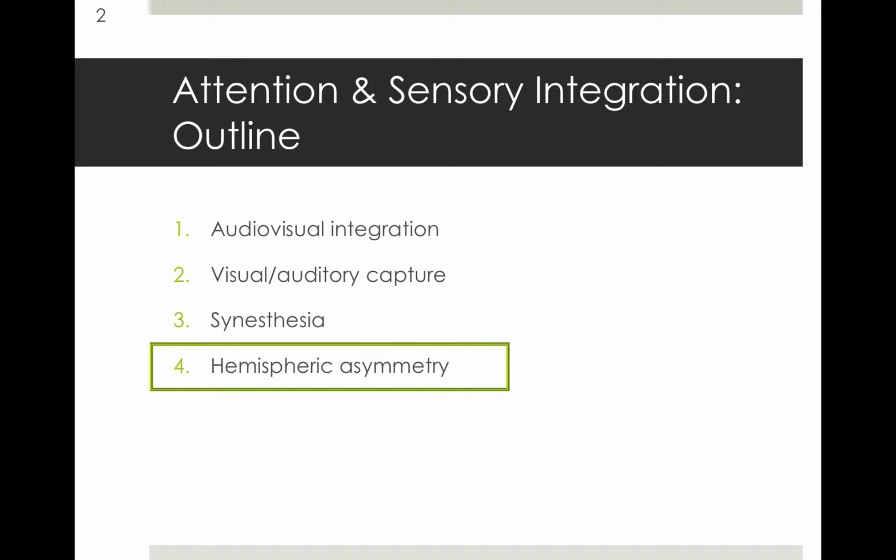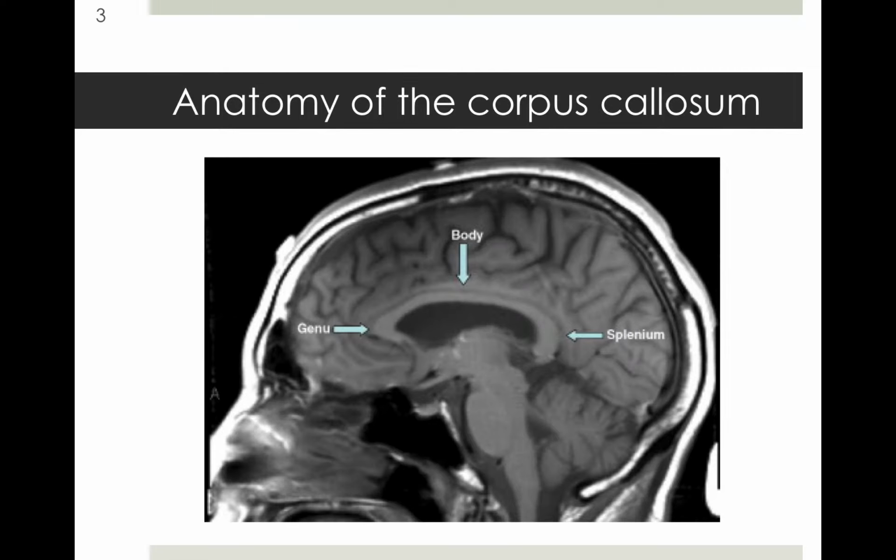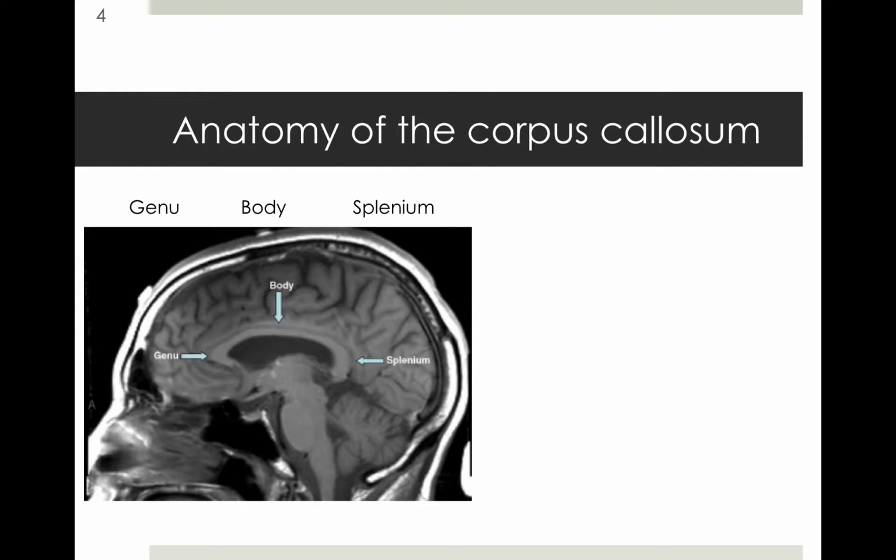So what connects the two halves of your brain? Of course, it's the corpus callosum, which is this white matter bundle that connects your left hemisphere to your right hemisphere. Looking at the anatomy of the corpus callosum, the front part is the genu, most of it, the longitudinal part, is the body, and the posterior part is the splenium. These are the three components of the corpus callosum.